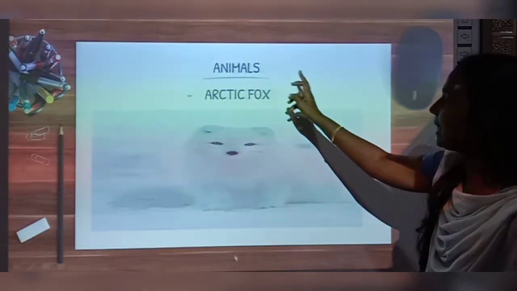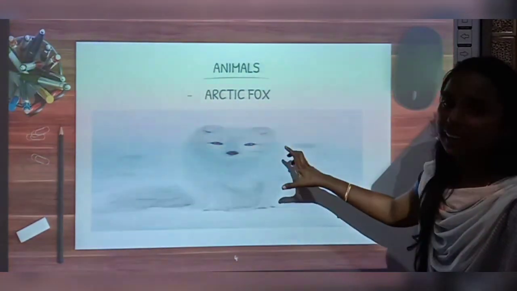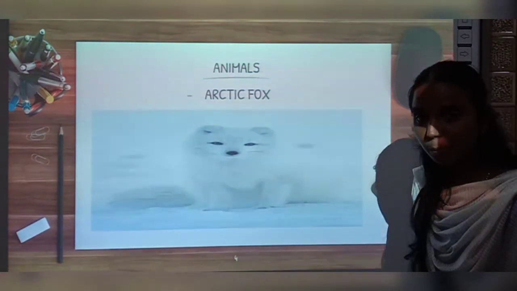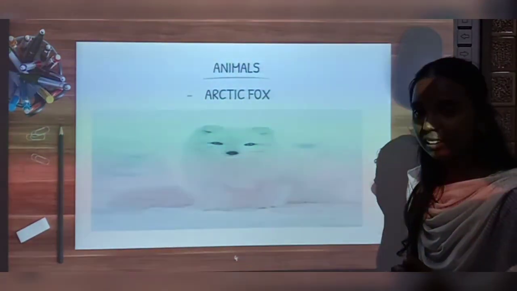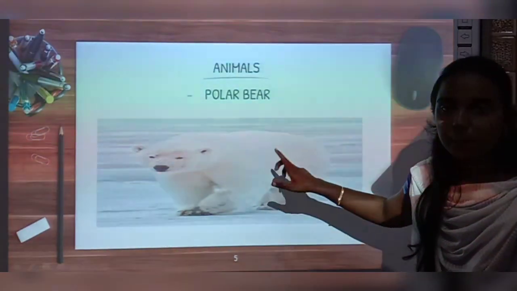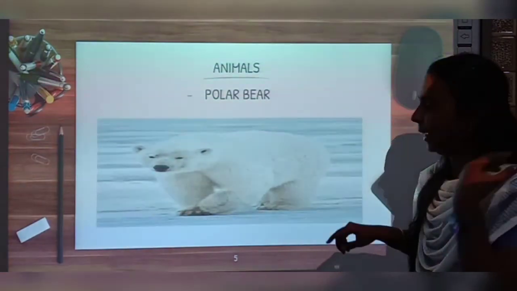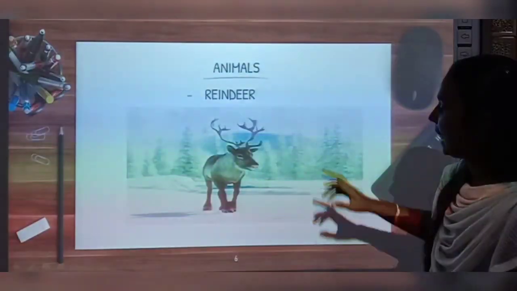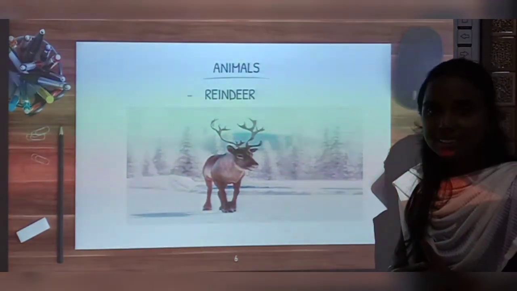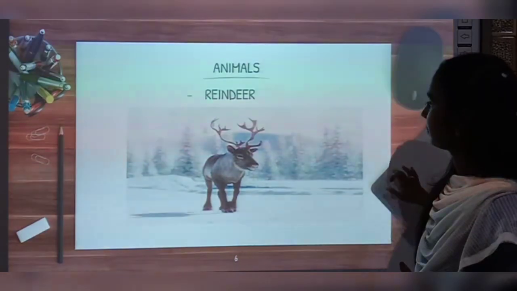So first is the Arctic fox. This is the fox we can see in the frigid zone. See, its fur is white, right? It has more fur and it is white. So this is the Arctic fox. And then see polar bear. Polar bear, we are familiar with that, right? So this is polar bear. And then see reindeer. We know reindeer, right? With Santa Claus we can see reindeer. So this is reindeer.